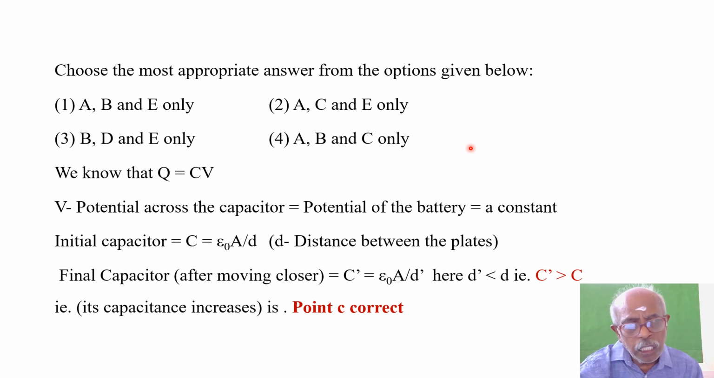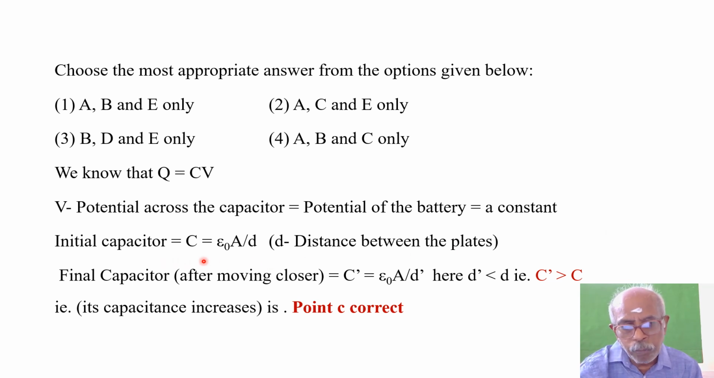Okay? You know that Q is equal to CV. What is V? Potential across the capacitor. It means what in this case? Potential of the battery. It's a constant because the potential of the battery, or potential difference of the battery, or voltage of the battery, or EMF of the battery, they are all V. It's a constant.